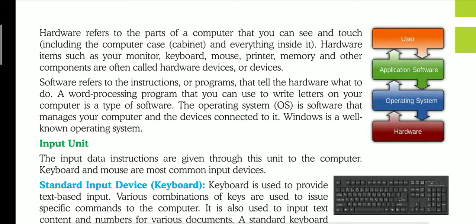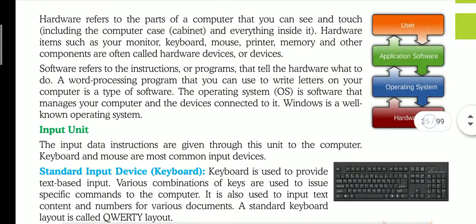A word processing program that you can use to write letters on your computer is a type of software. The operating system is software that manages your computer and the devices connected to it. Windows is a well-known operating system. The latest operating system is Windows 10.